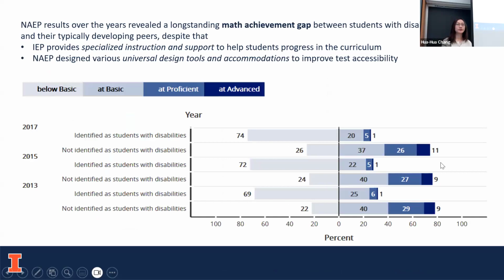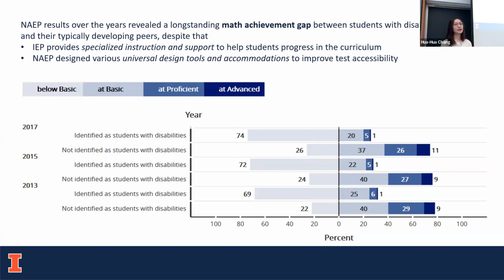Over the years, NAEP results have revealed that there is a long-standing math achievement gap between the students with disabilities and their typically developing peers. This might sound very reasonable, given that a large proportion of those students with disabilities are those with learning disabilities. However, we should know that this is the case despite that the IEP tries to provide specialized instruction and support to help those students progress in the curriculum, and at the same time, the NAEP tried to introduce universal design tools and accommodation features to improve the test's accessibility and equity.